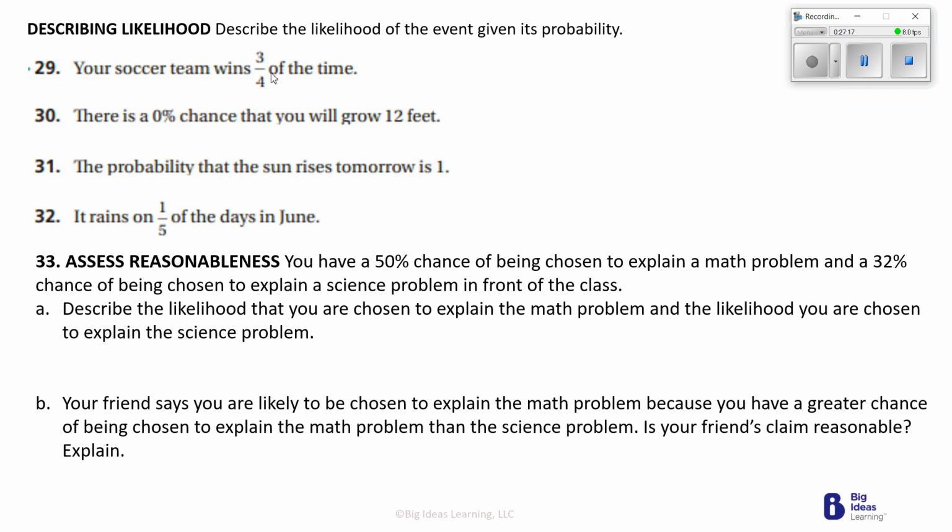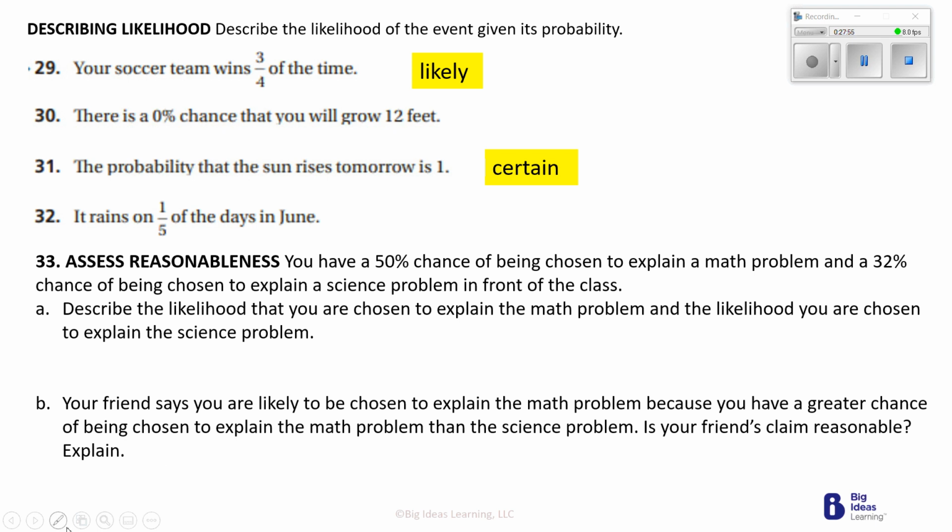Yes. The likelihood is, it is likely, right? Maybe not extremely likely, but I would say it is likely, it might even be very likely, being 3/4 of the time that you will win. So likely. Number 30 is for you to do. Number 31. The probability that the sun rises tomorrow is 1. Now remember, 1 as a percent is 100%. So I would say this is absolutely true. It is certain, right? Yeah, with 100% certainty, I would say that the sun is going to rise tomorrow.